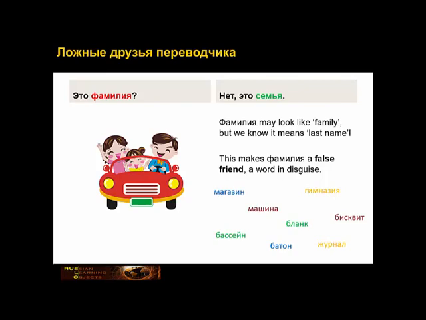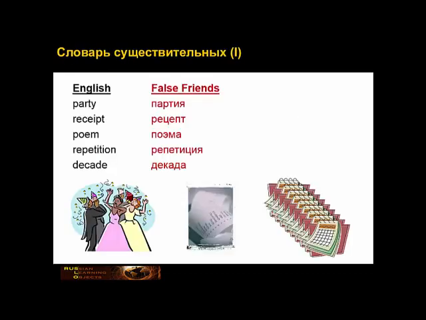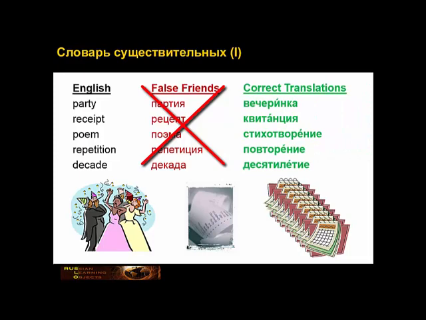Now, let's move on to some words with which you may be less familiar. Here are some nouns with their false friends. We know these are false friends, so let's cross them out and get the correct translations. A party where you meet people to talk and have fun is a вечеринка. Think of it as a fun evening, вечер.